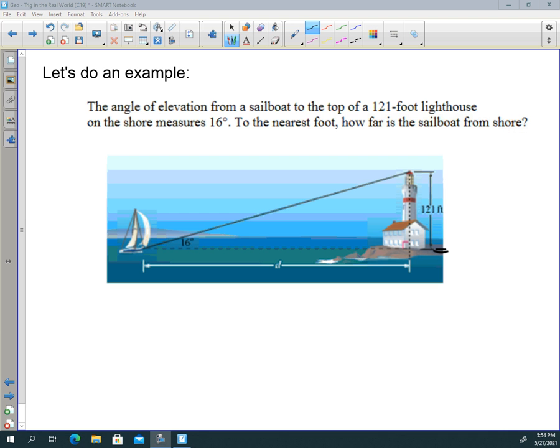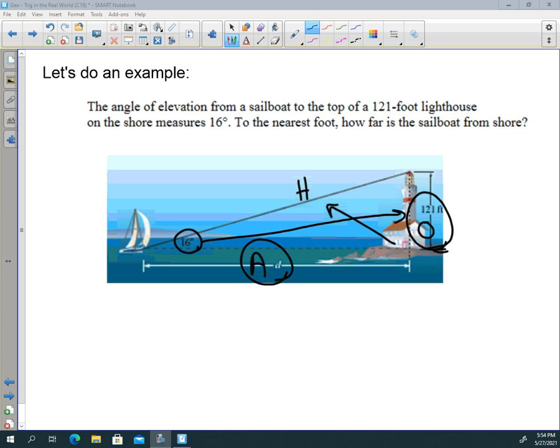Anyway, here we have the problem. So we have a theta of 16 degrees, and across from theta is our opposite side, which measures 121 feet. Over here we have the hypotenuse, and down here we have the adjacent, which is the side we're trying to find, the distance.